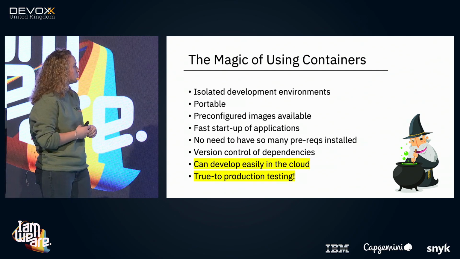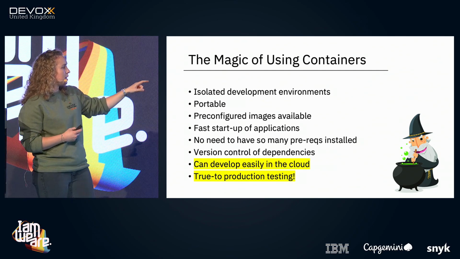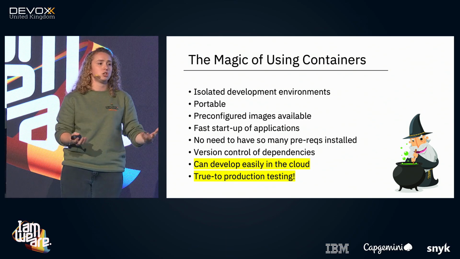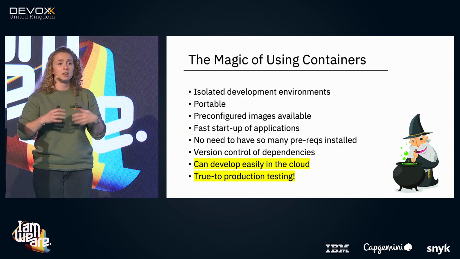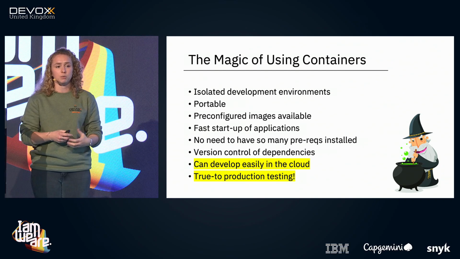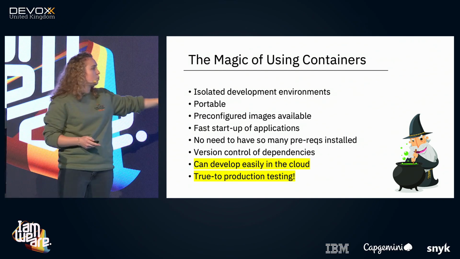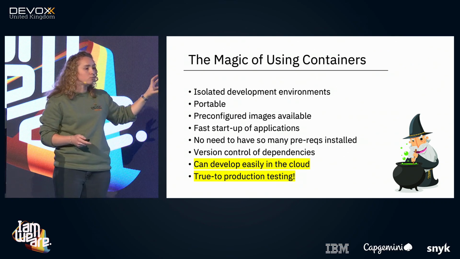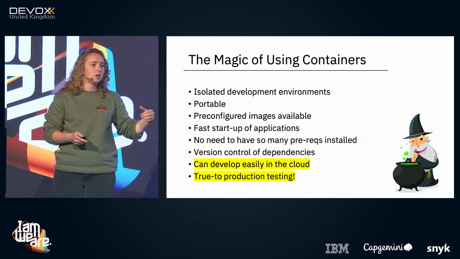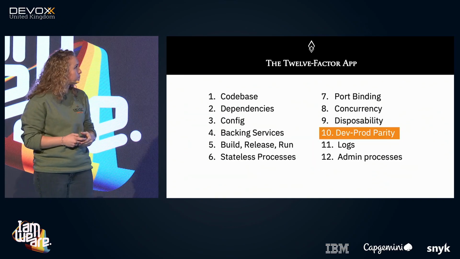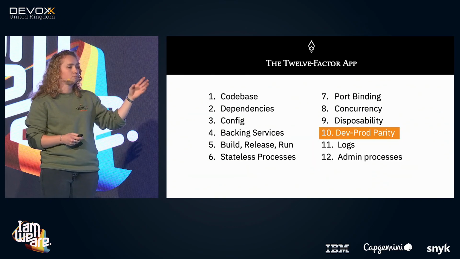And the two that I'm most interested in, we can develop easily in the cloud. Now, most of our applications are going towards or already at being cloud native, so running natively within the cloud, and true to production testing. Now, this is where the magic really comes in, and this is where we can really utilize containers to make more effective tests. This links back to the dev prod parity.